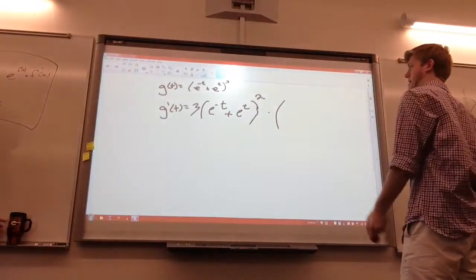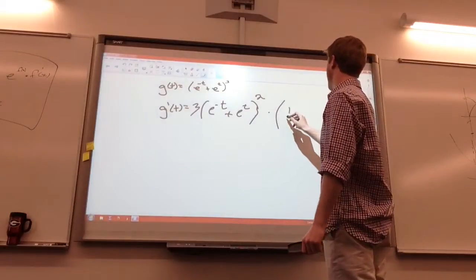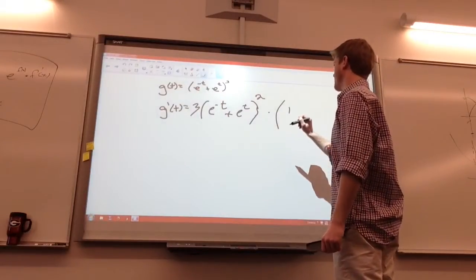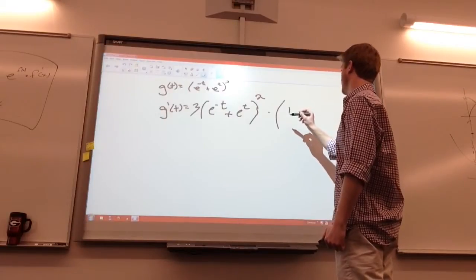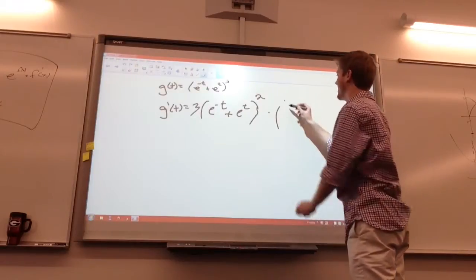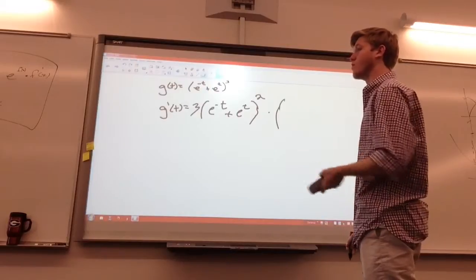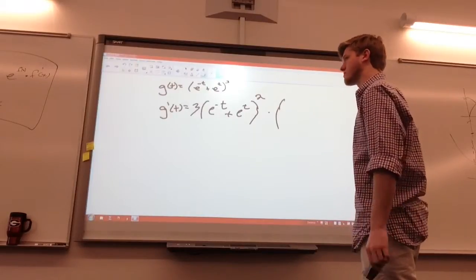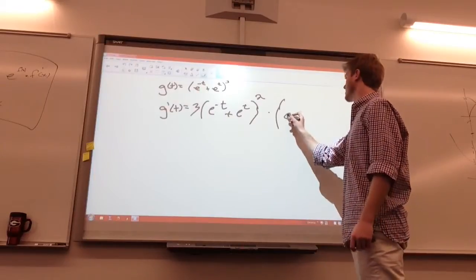What's the derivative of e to the negative t? Negative 1. Okay, well what's the rule of e? What always happens? It doesn't go 1 over, you're thinking natural log. It stays the same, so it's e to the negative t.